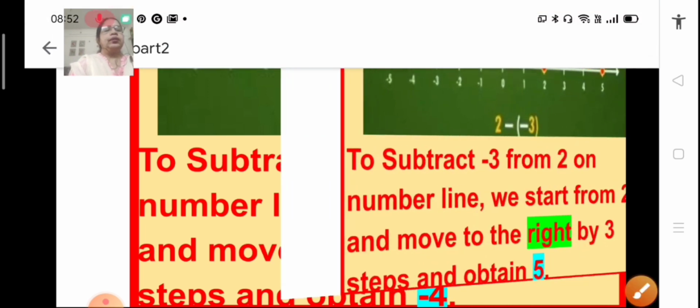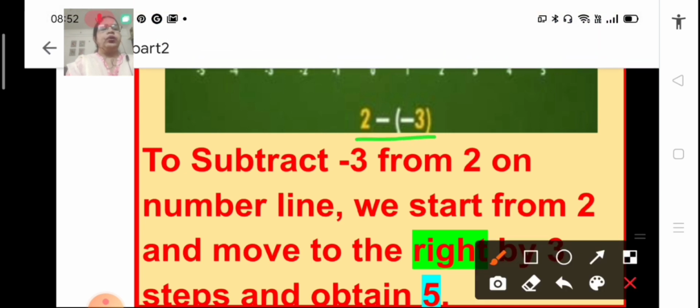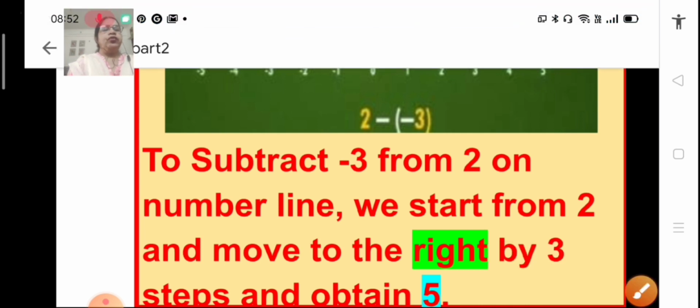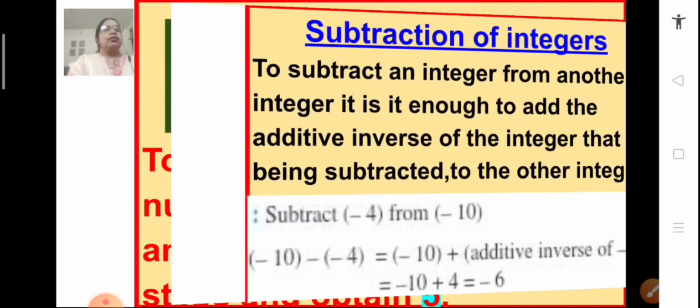Next, to subtract negative 3 from 2. So it is 2 minus negative 3. For subtracting a negative integer, we move in the right direction. So we start from 2 and move 3 steps in the right direction. Where do we reach? We reach 5. That means we get 5. So 2 minus negative 3 is 5.